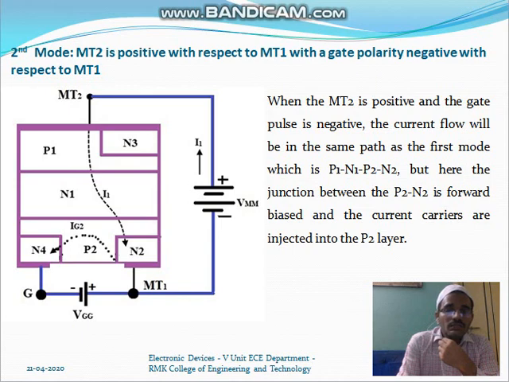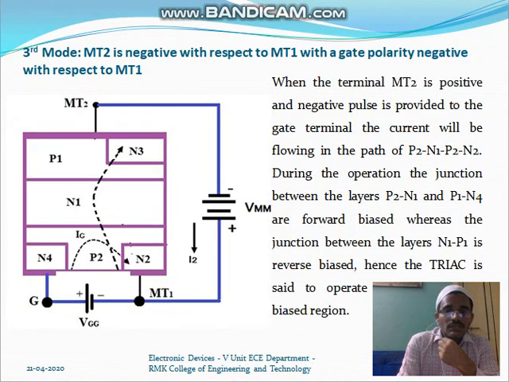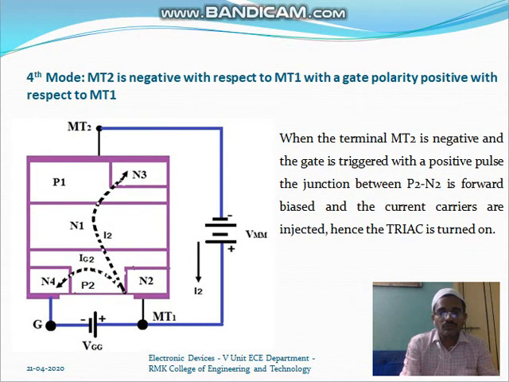And similarly the next, third mode: here MT2 is given to the negative terminal and the positive terminal is given to MT1. The gate is positive here. Previously I told you negative, but here it should be negative, and the next one positive. This is about the fourth mode. Now these are the four modes of the TRIAC.